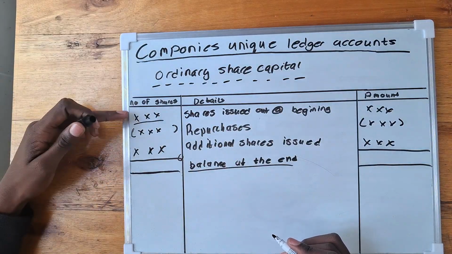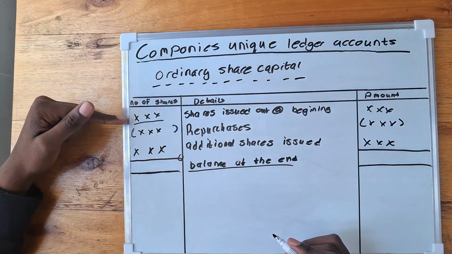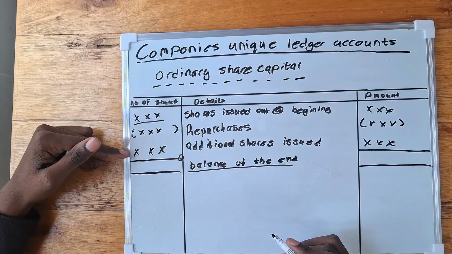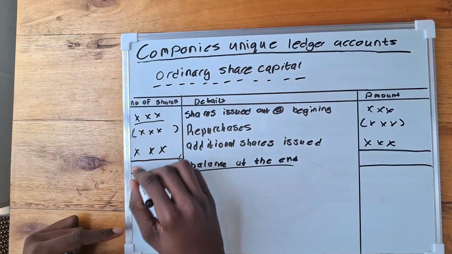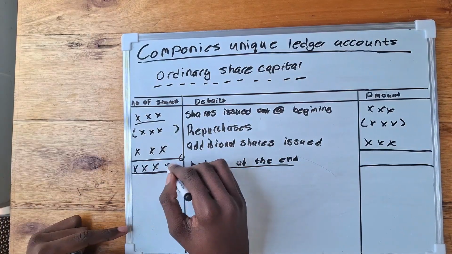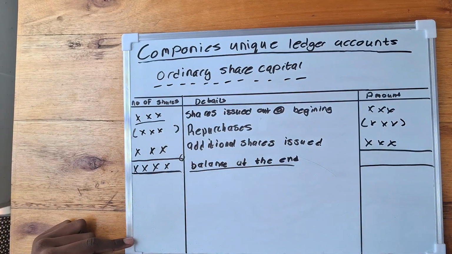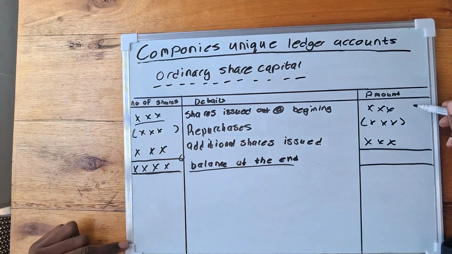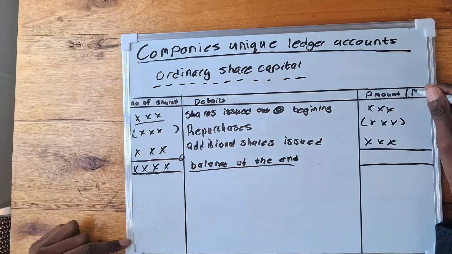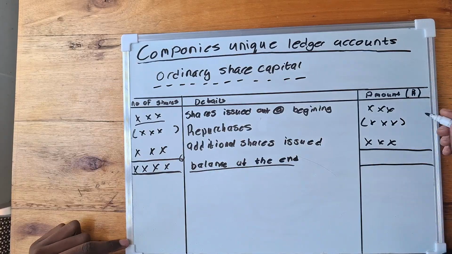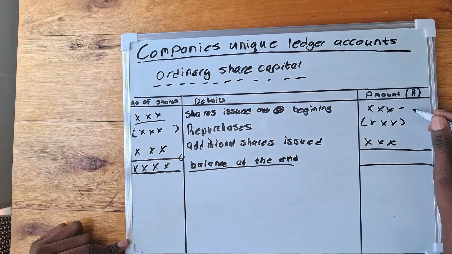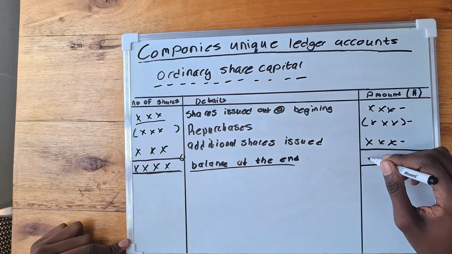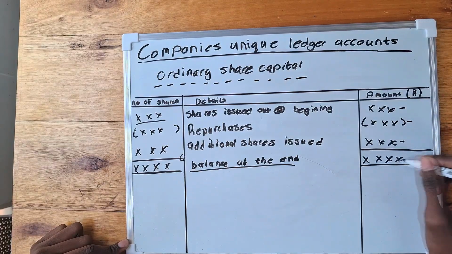So here you know that you will take your shares issued at the beginning of the period, you minus the repurchases, you add the additional shares, then you'll get your total number of shares issued for this financial period. And here, these will be your amounts. These will be in rands. So you'll just take the amount at the beginning, you minus the repurchases, you add the additional shares issued, and you'll get your final amount here.